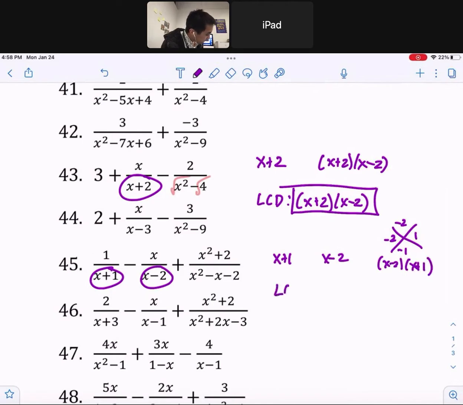Now, LCD. Notice these share, so we just write that down, x minus 2. And notice that these share, so we're just going to write down one of them, x plus 1. If they share the same factor, you write down the one that has the highest power. But since they have the same power, you just write one of them.